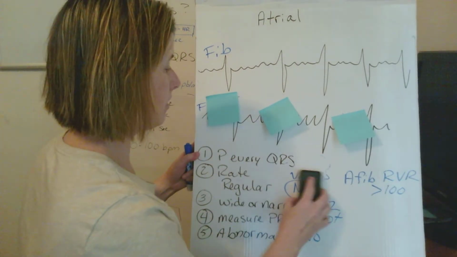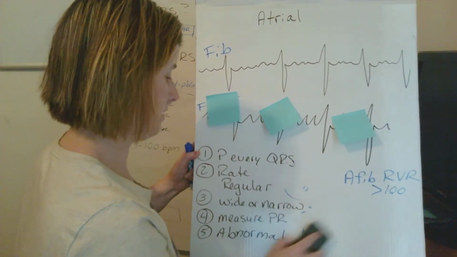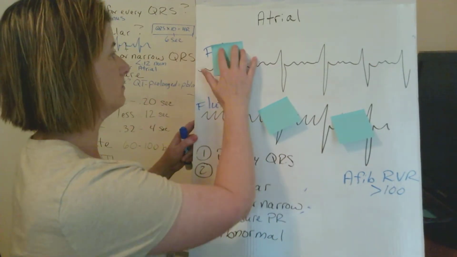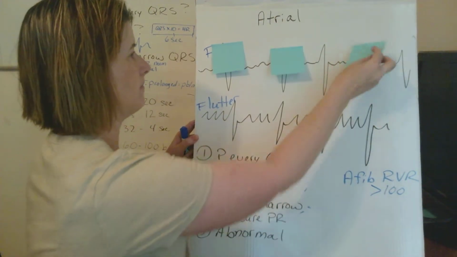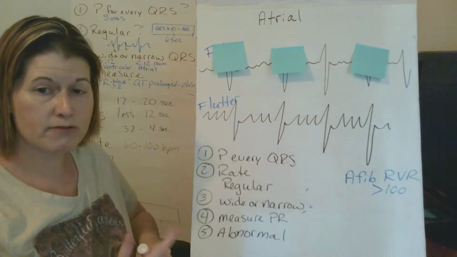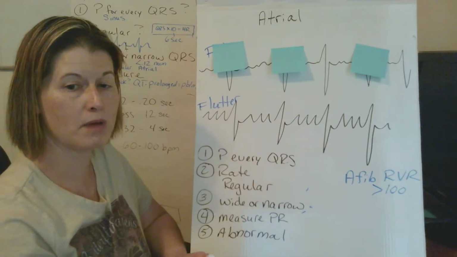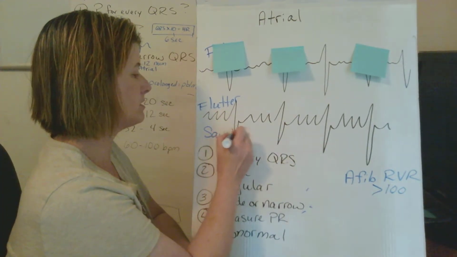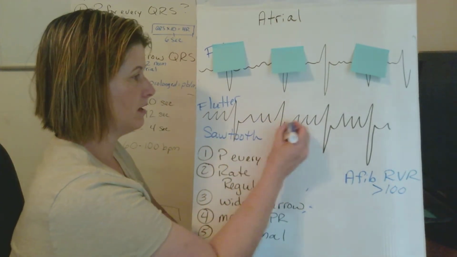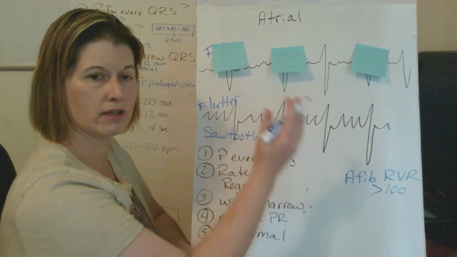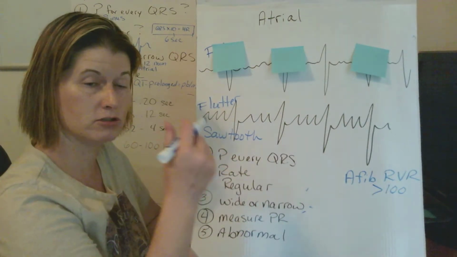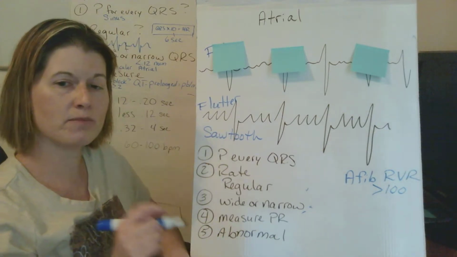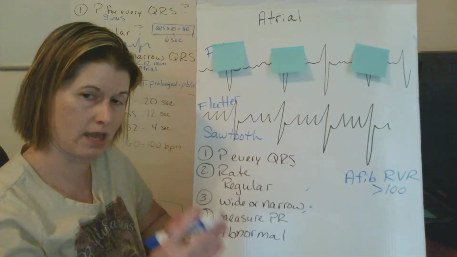When we do a flutter, we can still have the rapid ventricular response problem. Okay. A flutter, the big difference is you have a sawtooth pattern. Sawtooth. See how all the P waves look the same? Okay, they kind of look like shark fins or shark teeth, or the teeth on a saw. That's why they call it sawtooth. Because they're all coming from the same cell, so they look the same.